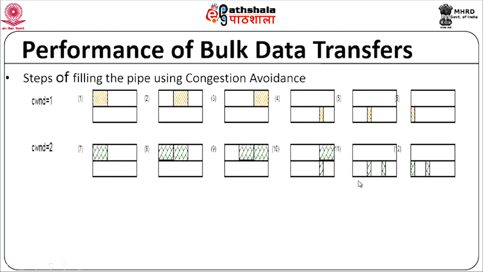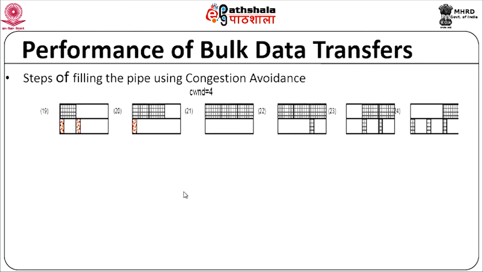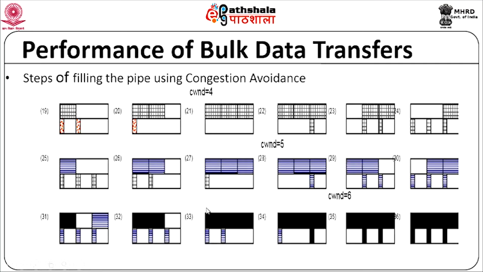The next step is to increase the window size to 3. You can see it's filling the pipe better. Of course, there are still a lot of blank spaces because the round trip time is more than the amount of data you can send within that window size. The moment the window size becomes 4, it's getting slightly better. 5 gets even better. In this example, with a window size of 6, because we have assumed an RTT of about 6 packets, the pipe is almost becoming full.